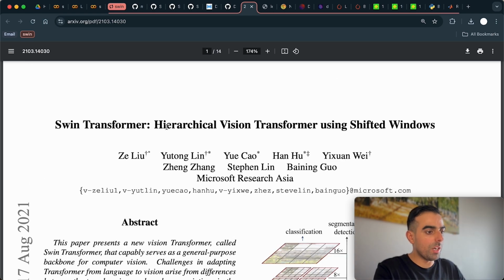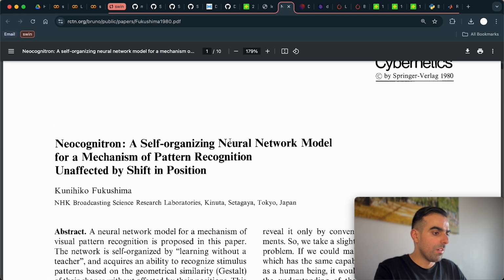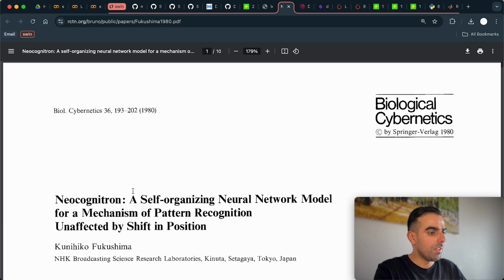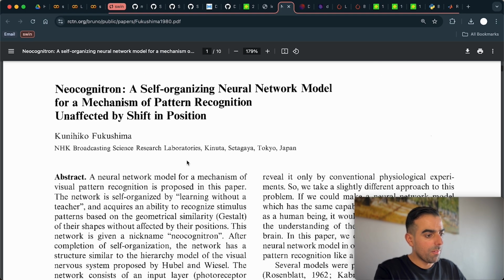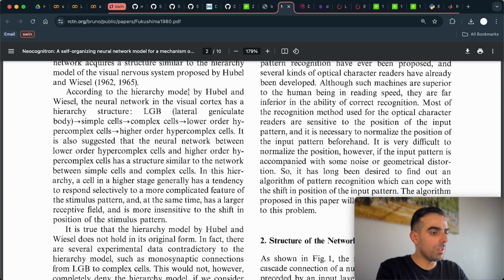So they are proposing a hierarchical vision transformer, and the hierarchical concept is not new in image classification. If you go to this paper, the Neocognitron, a self-organizing neural network model for a mechanism of pattern recognition unaffected by shift in position, by Kunihiko Fukushima. This paper came out in 1980. And if we jump into this paragraph, according to the hierarchy model by Hubel and Wiesel, the neural network in the visual cortex has a hierarchy structure, LGB, lateral geniculate body.